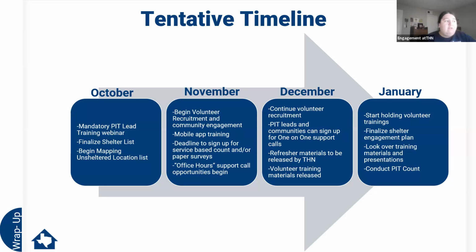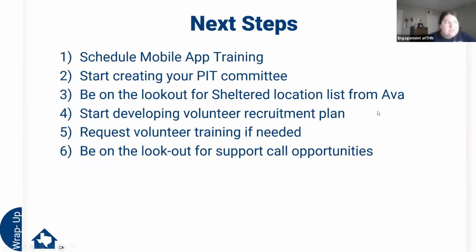And we're also going to start our office hours support calls starting in November. And then through December, we're going to continue our volunteer recruitment. And of course, PIT leads and communities can sign up for one-on-one support calls. We're also going to have refresher materials and volunteer training materials released as well. And then in January, we're going to start holding those volunteer trainings, finalize the shelter engagement plan, and look over training materials and presentations. And then on Thursday, the 22nd, we're actually going to conduct the point in time count itself.